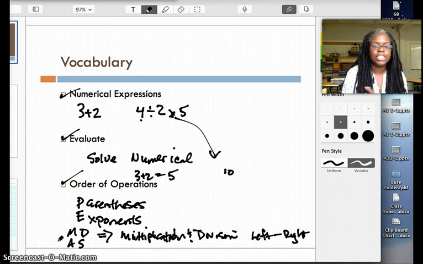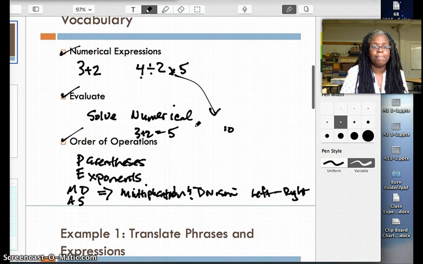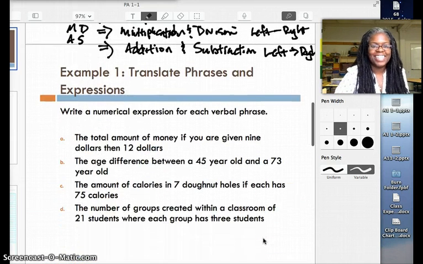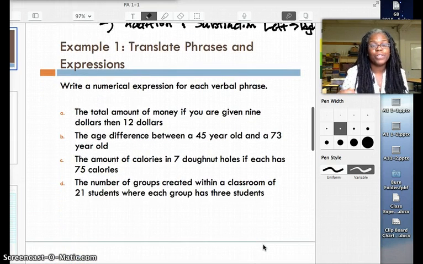And similarly, addition and subtraction, or A and S, are side by side here because the same thing applies. Okay, so addition and subtraction from left to right. Let's go ahead and look at an example. So here's our first example, example 1.